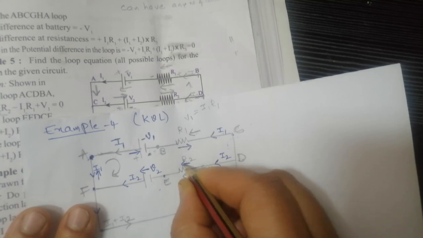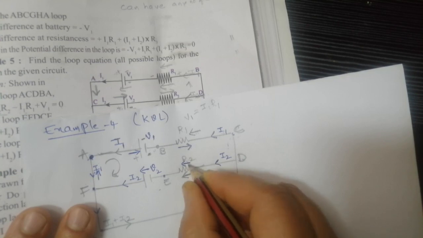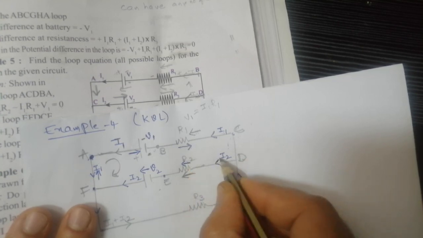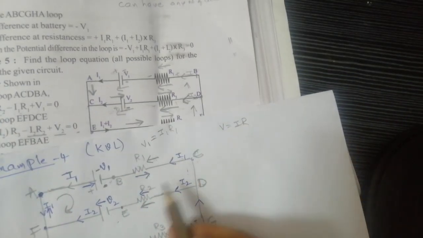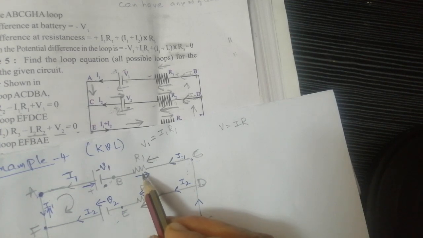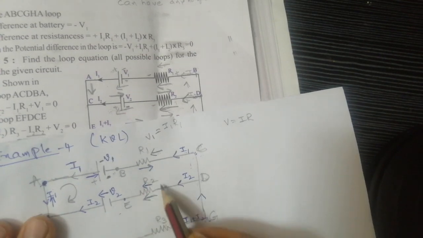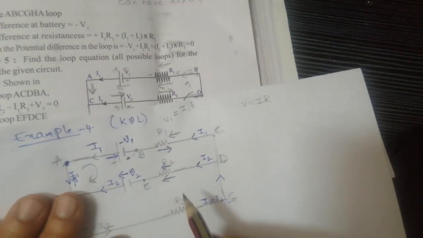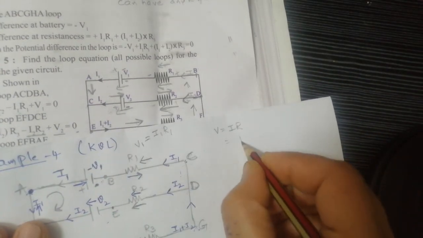Okay, if the circular path direction as well as the current direction are in the same direction, we will consider the potential difference negative. Potential difference means V is equal to IR. In each and every electrical component we have to calculate the potential difference. So here the electrical component is resistor 2, so R2 I will write.